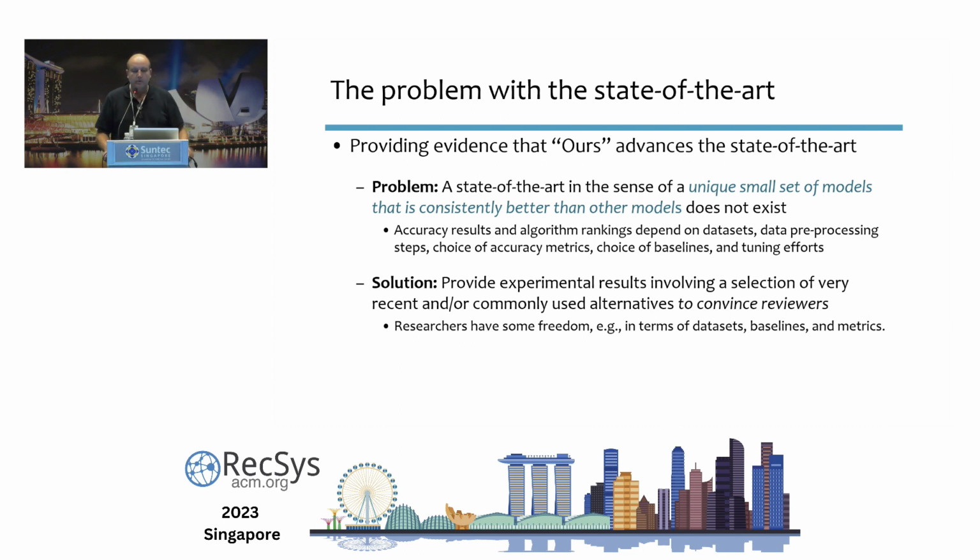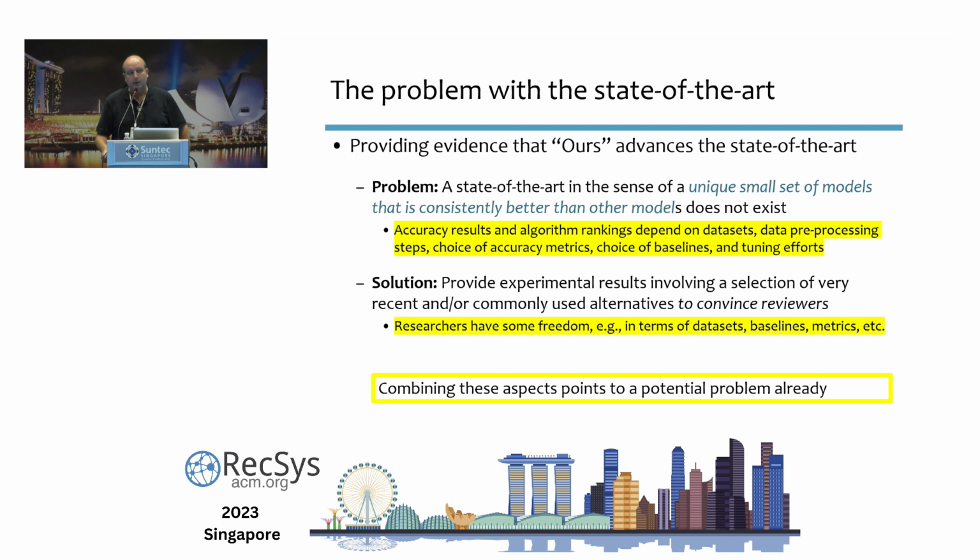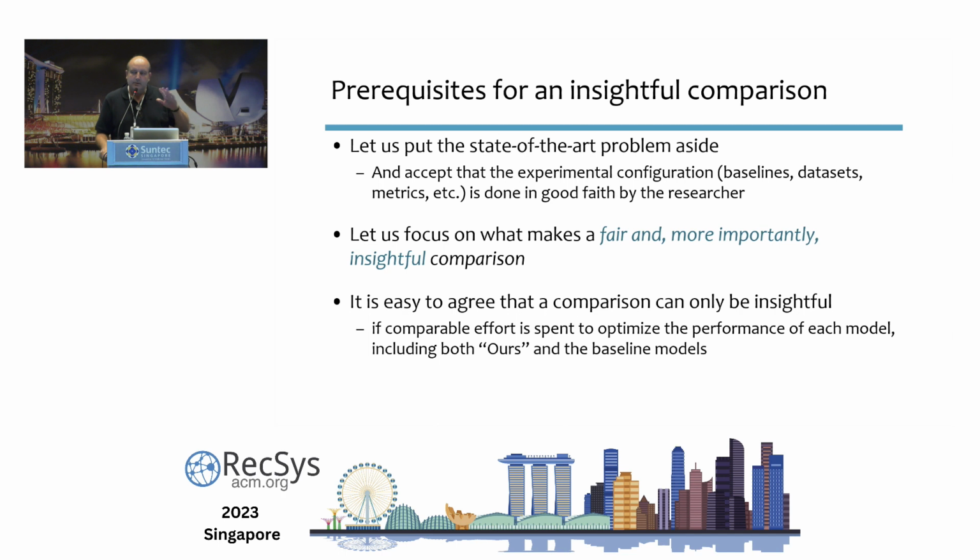We make some assumptions. We provide experimental evidence for a few baselines that we include, recent ones. We use common data sets and common metrics. And sort of convince the reviewers, that's a bit negative phrasing, but you know. Researchers in that context have some freedom in how they do their experimental design in terms of data sets, baselines and metrics. And as we will see later on, this in its own has some issues in terms of methodology. But let us first put this aside.